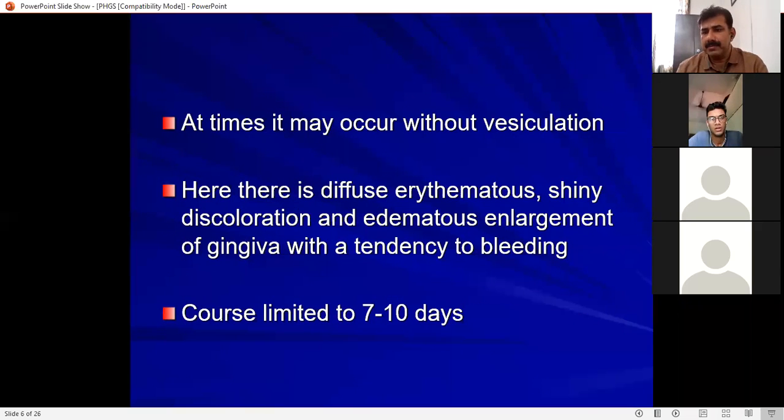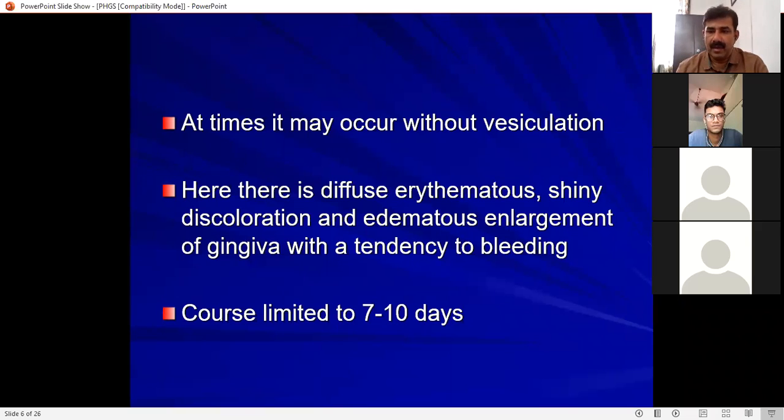So at times you may find that these lesions may occur even without vesiculation. Okay, vesicles may not be formed in some of the cases. And here there is diffuse erythematous, shiny discoloration, and edematous enlargement of the gingiva with the tendency of bleeding.